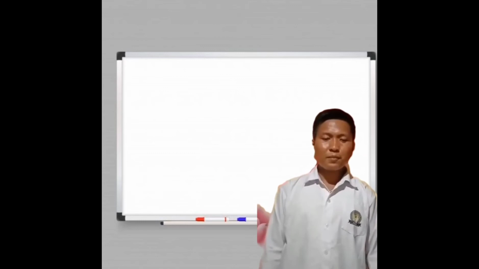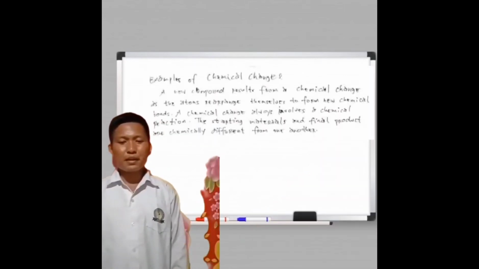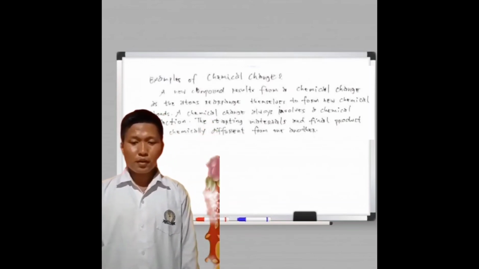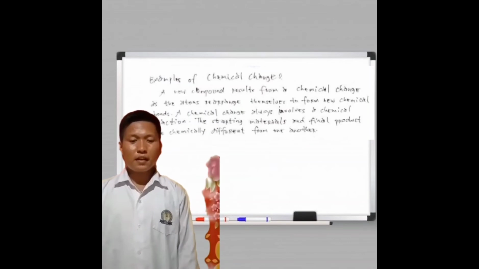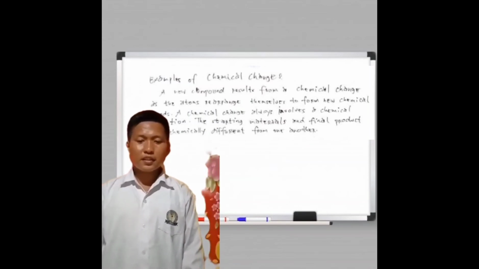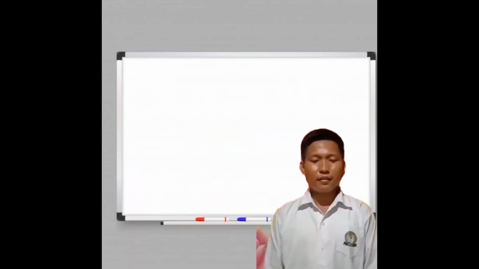These are examples of chemical changes. A new compound results from a chemical change as the atoms rearrange themselves to form new chemical bonds. A chemical change always involves a chemical reaction. The starting materials and final product are chemically different from one another.